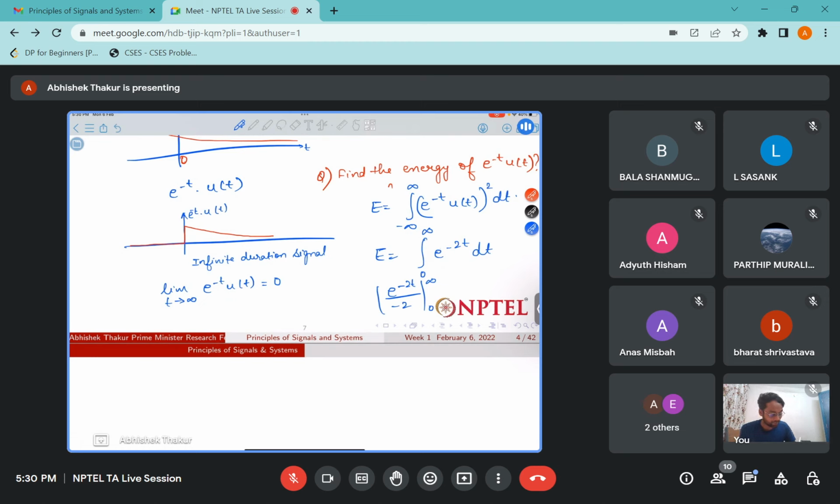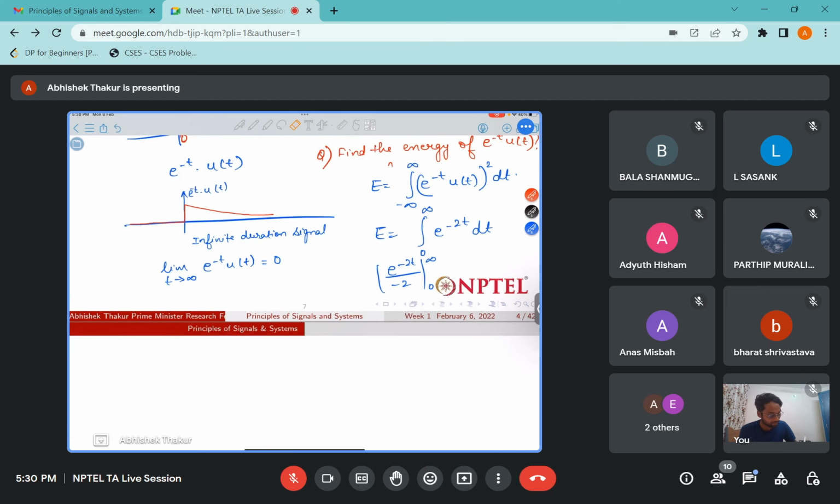And this energy will always be a positive quantity, so we have to take the mod of this, okay? So when you evaluate, e to the power minus infinity is 0. Sorry, this is 0, e to the power minus 2t. So that will be 0 minus, when t is equal to 0, minus 1 by 2. So here we get 1 by 2 as the answer. So correct, it will be half joule.